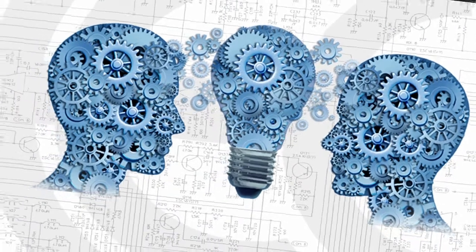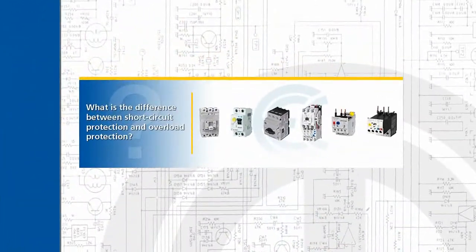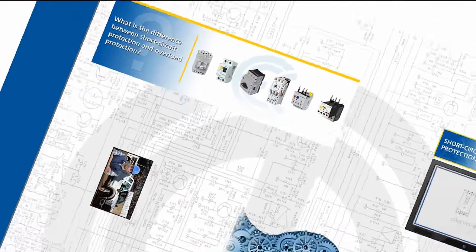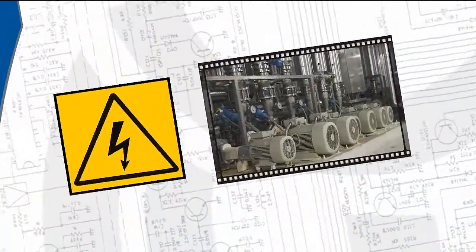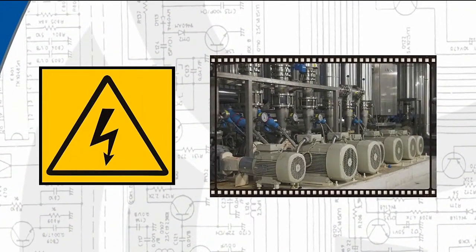So what's the difference between short circuit protection and overload protection? Now this is a great question since it can be common for people to misuse the term short circuit to describe any electrical malfunction regardless of the actual problem. Now both short circuit and overload protection devices are going to protect your motor circuit from overcurrent.